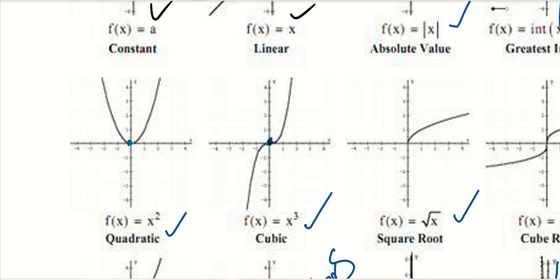All right, so then my next one that we need to know is the square root. It looks like a hook, a hook to the right. So where's my key point? Go figure, again it's at 0, 0. The basic function or equation of that is just the square root of x.